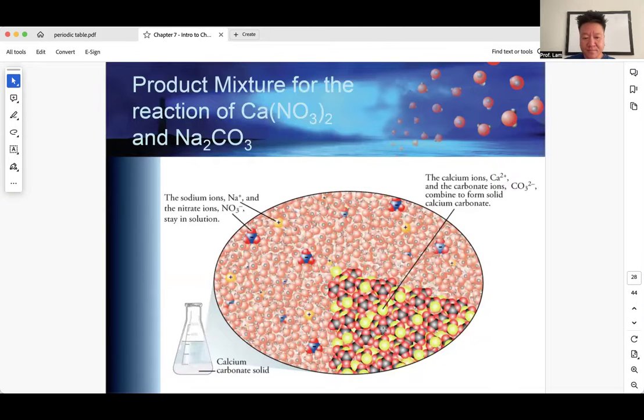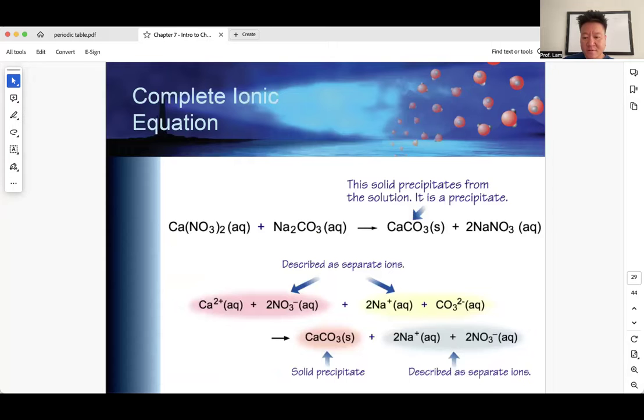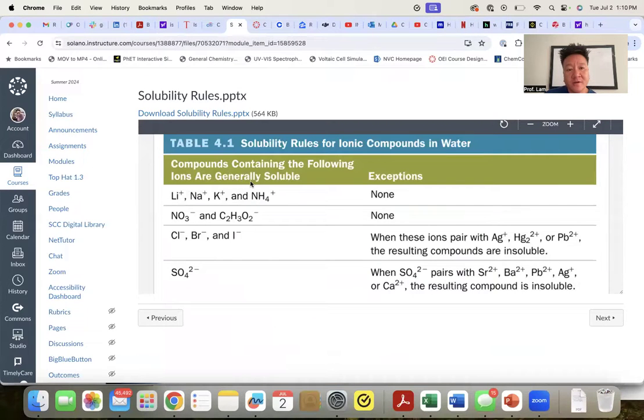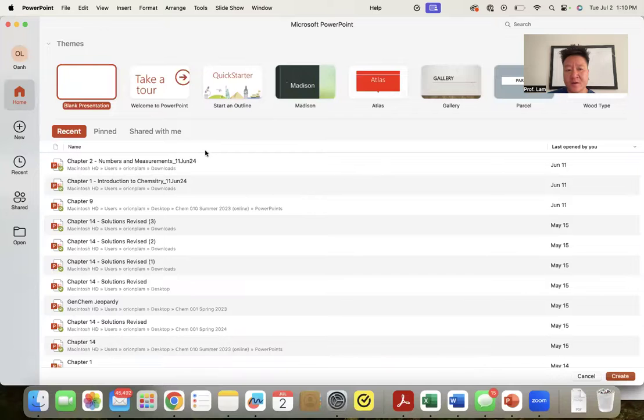Okay, so let's stop here for now with the slides. I'm going to show you how to figure out whether salts are soluble or not with the solubility table. So let's go to Canvas. Under the week 5 module, you're going to find under chapter 7 slides a PowerPoint document called Solubility Rules. You're going to want to download that. Make sure you click on that and open it.